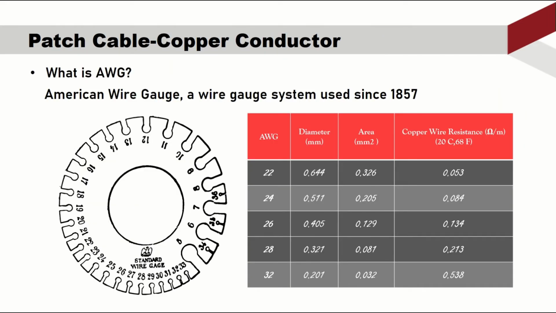Next, what is the AWG? The AWG means the American wire gauge. It is a wire gauge system used since 1857. And this size is for reference because the actual size still has a tolerance. And you can see in the chart, if the gauge gets bigger, the diameter gets smaller.